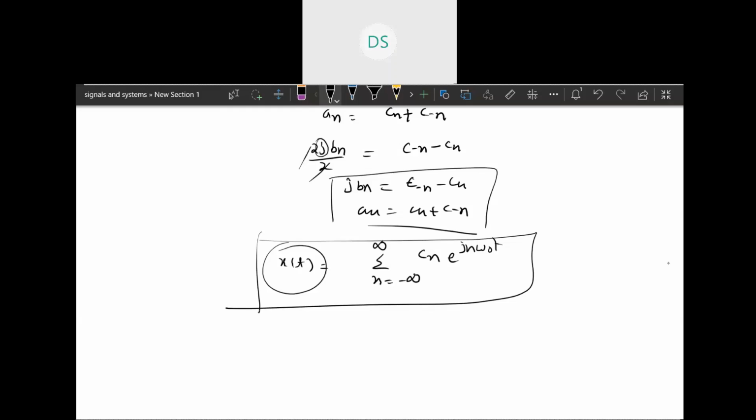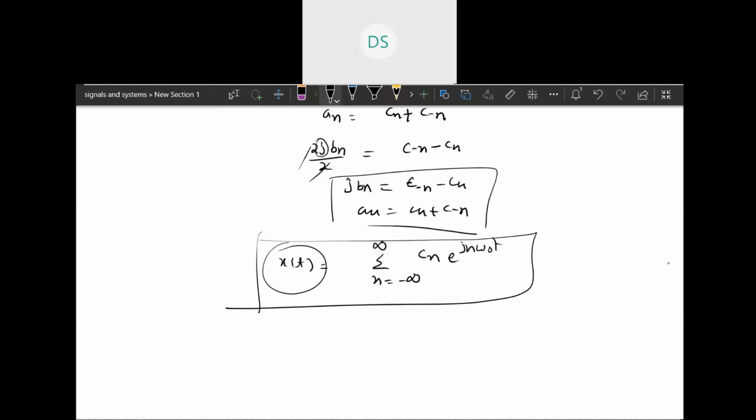Exponential Fourier series. Any signal can be represented, any non-sinusoidal and also periodic signal. I already told you this Fourier series is only applicable to the periodic signal. Any periodic signal can be represented by using exponential Fourier series components.